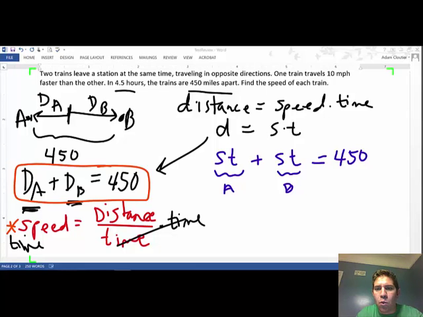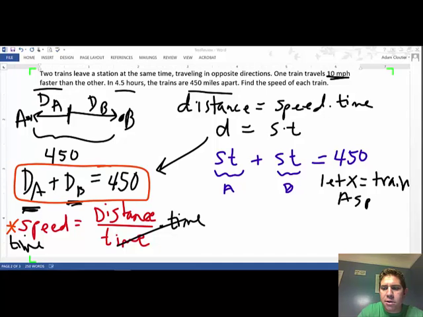What it does say is that one train travels 10 miles per hour faster than the other. So I'm going to say right off the bat, I need to know something about a speed. Since I know this one is 10 miles an hour faster, why don't we say let x equal train A speed. I need some kind of variable, and I need this let statement that will inform me and you what x really stands for. And if x is equal to train A speed, then I can take this s that's in my equation for A, and call that x.